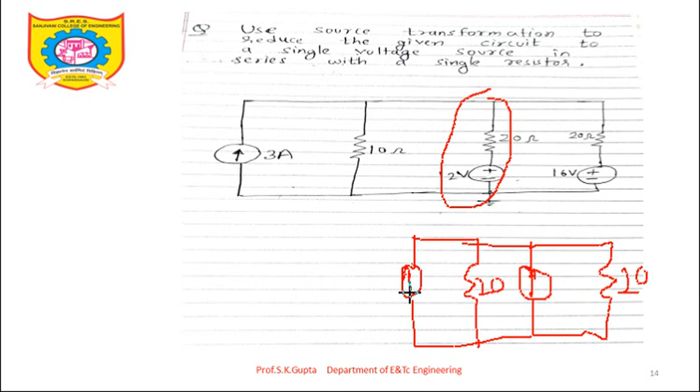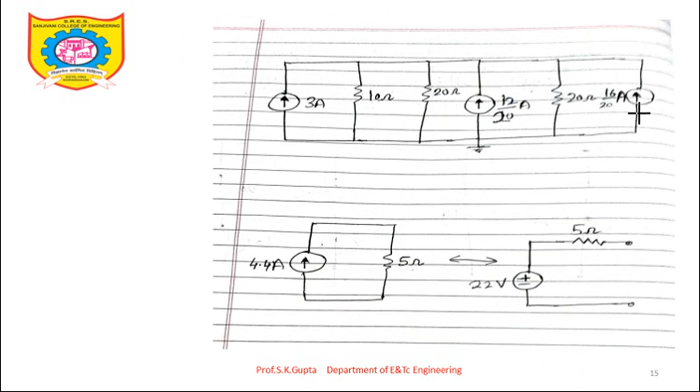Now what is the value of this current source? Voltage value is 12, resistance value is 20. So current value is 12 upon 20, voltage upon resistance. Similarly, what is the value of this current source? Voltage upon resistance, so 16 upon 20 is the current value. Okay. Now, this is my simplified circuit.